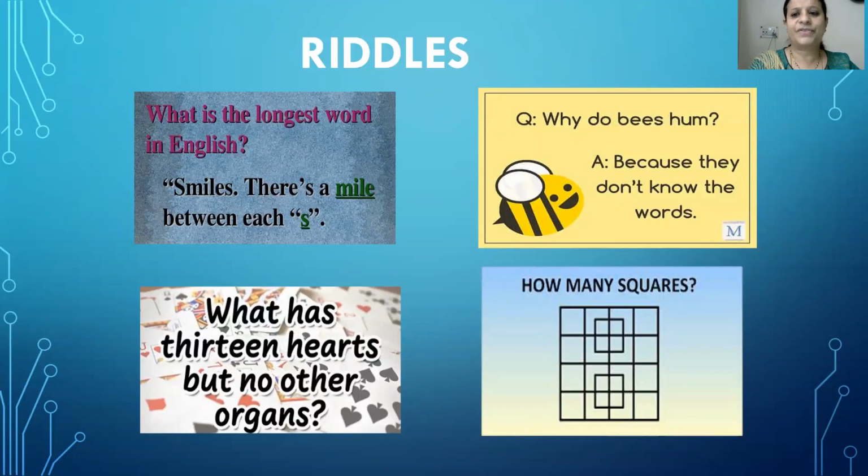I don't have so much time, so I will not go into all the riddles which have been put here. What has 13 hearts but no other organs? It is nothing but a deck of cards, which has 13 hearts but no other organs. How many squares can you see in this picture? If you count, and if you are good at solving riddles, you will actually find some 40 squares in this riddle.